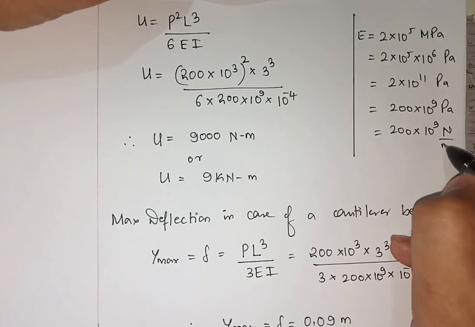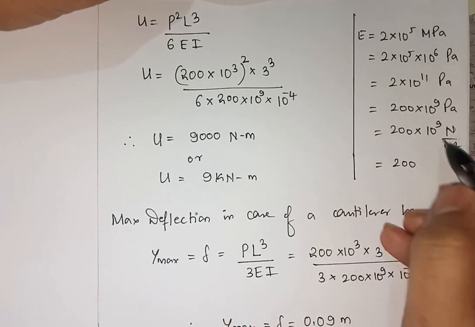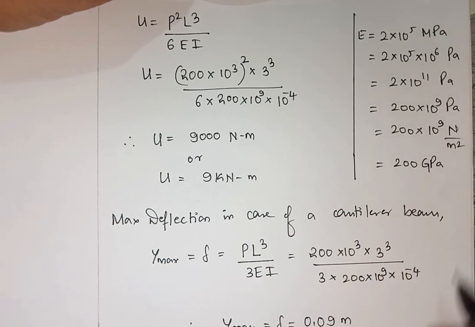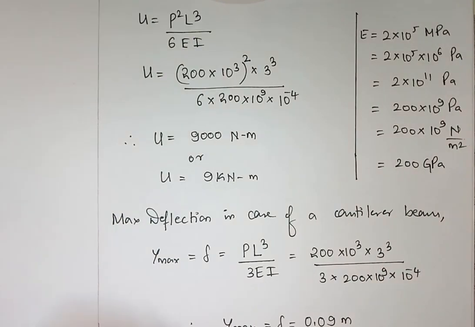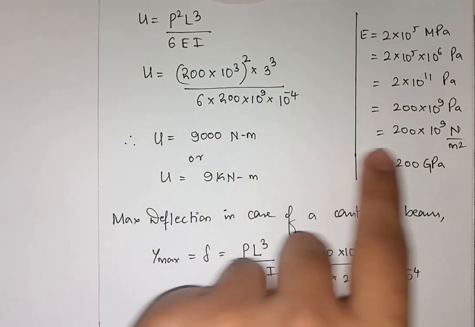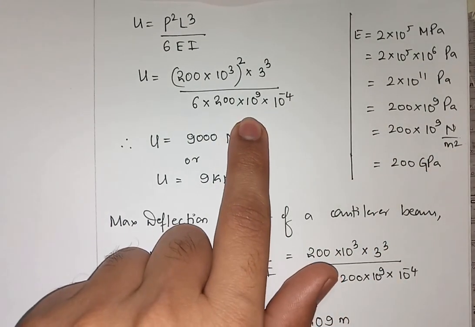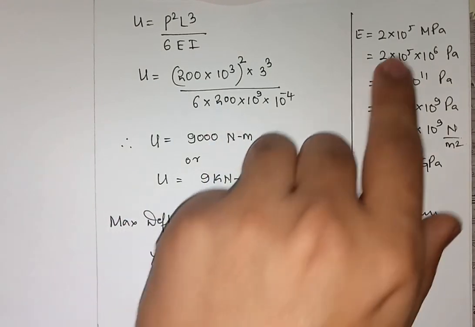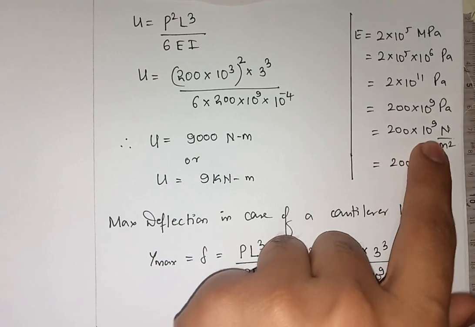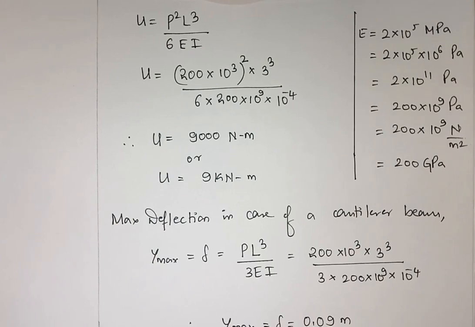Pascal is Newton per meter square. So therefore E is equal to 200, 10 raised to 9 is giga, and Newton per meter square is once again pascals. So that is how you can write it as 200 GPa, and 200 GPa is 200 into 10 raised to 9 Newton per meter square. I was substituting everything in Newton and meters. That is the reason E, which was given to me as 2 into 10 raised to 5 MPa, I have substituted as 200 into 10 raised to 9 Newton per meter square. Only then I'll be getting the answers in correct units.